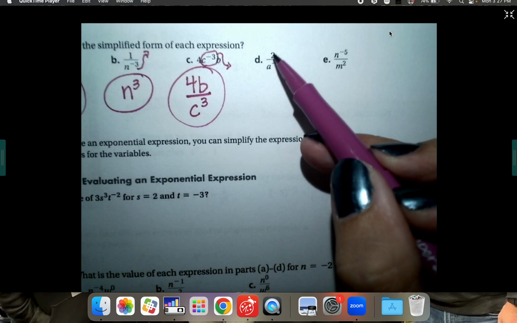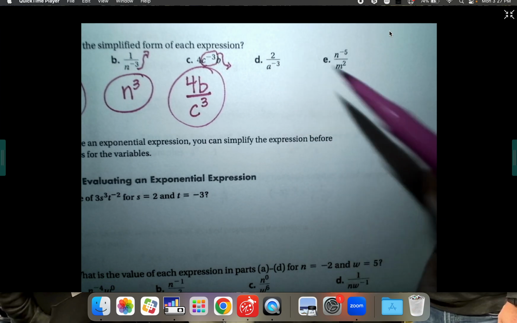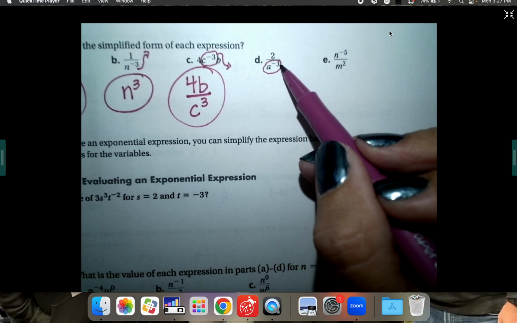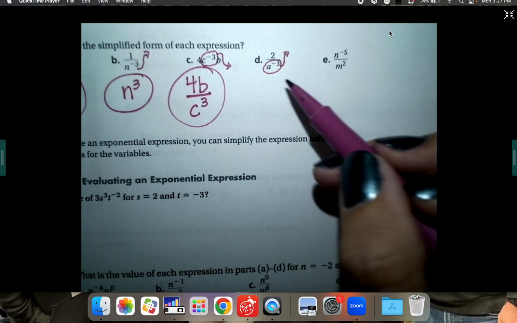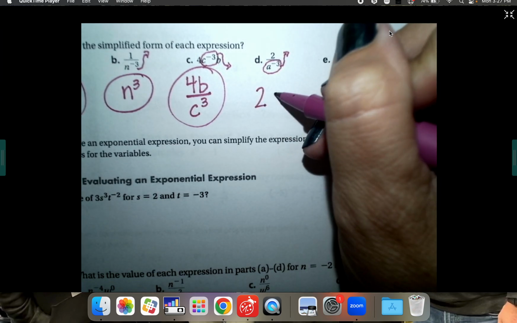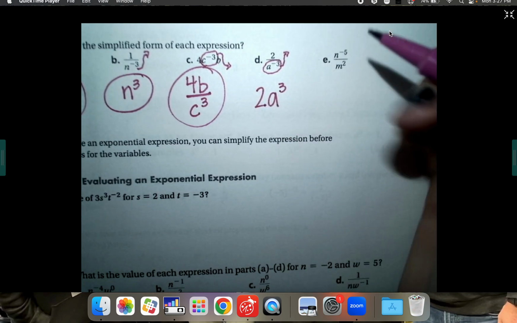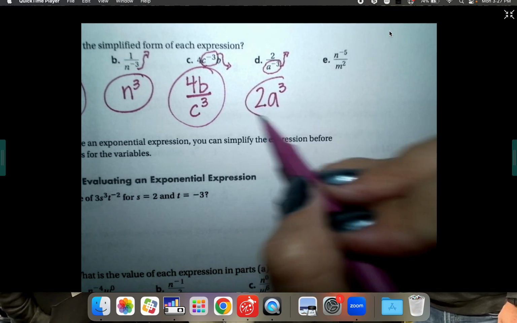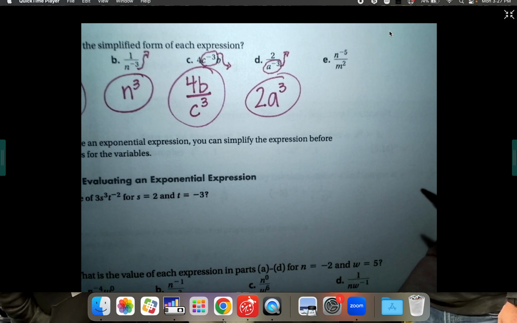On d, 2 is absolutely fine. Leave 2 in the numerator. It can stay there. But the a to the negative third cannot. So it needs to move up and join the 2. So it's now going to be 2a to the positive third. And yes, this whole thing is in the numerator. It's technically over 1. But anytime it's over 1, you can just leave it as a whole number.